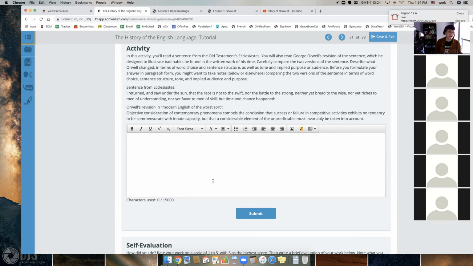If you look at the sample answer, it is 1, 2, 3, 4, like 5 paragraphs long. We don't need to do that much. You guys can write bullet points for this if you want to, just because usually in compare and contrast, it's a little bit easier to look at it that way.